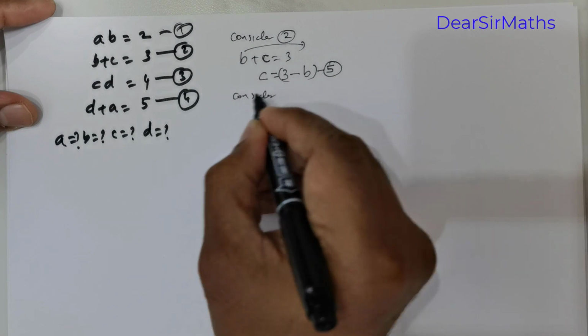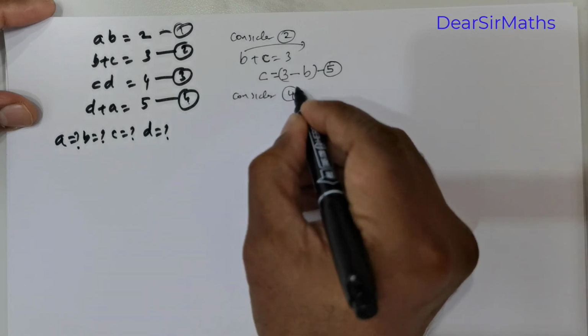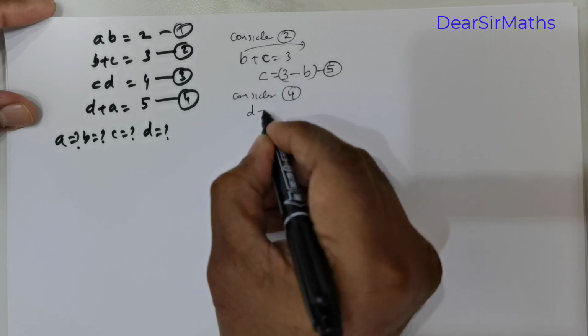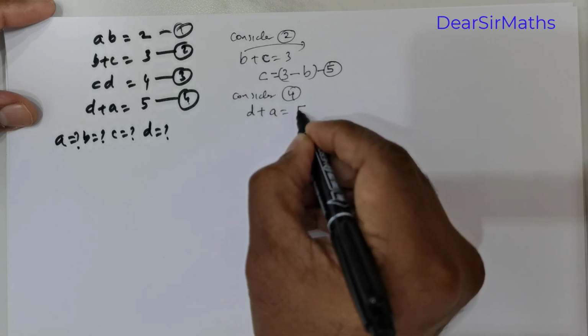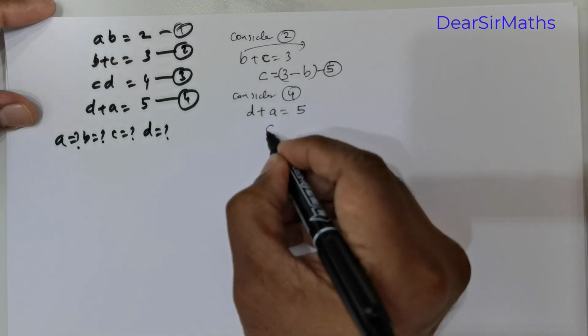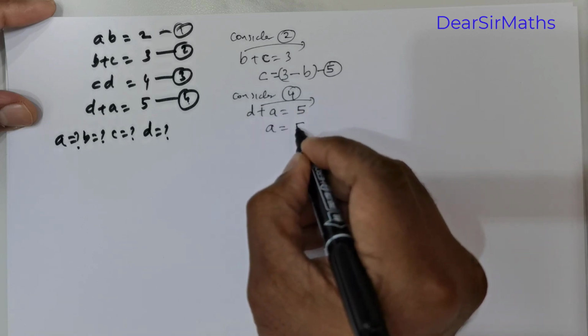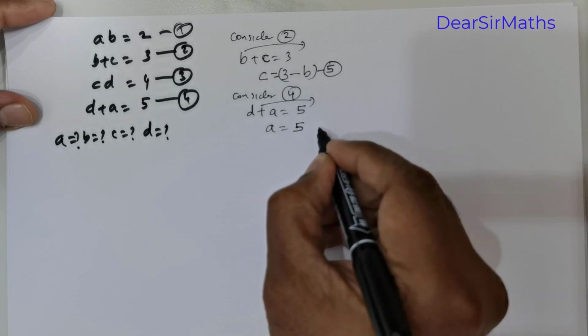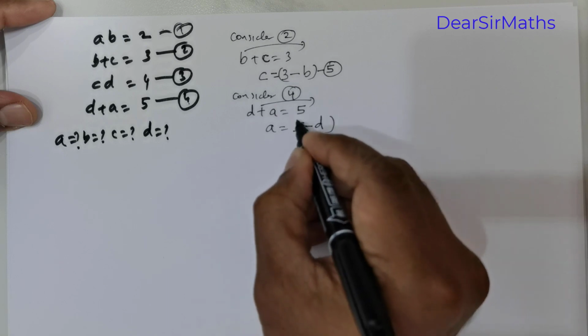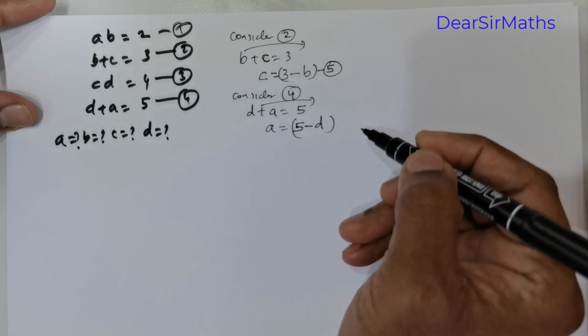Next, I would like to consider 4. 4 is D + A = 5. I will retain A on one end and move D to the other end. So I now have A = 5 - D. So this is what I've got.